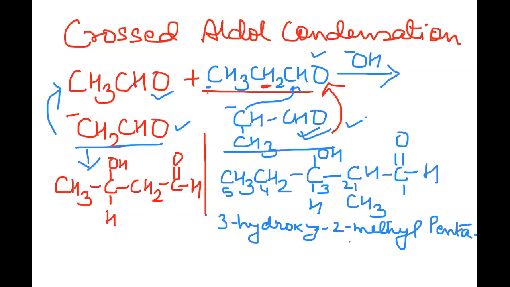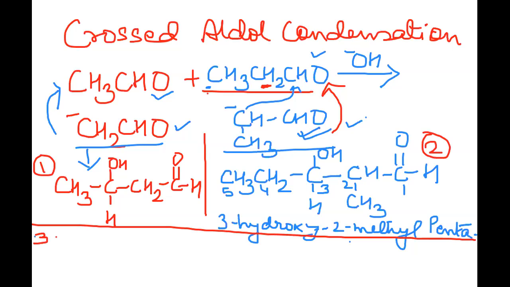Now, are these the only compounds that will be obtained? No. There are another 2 sets of compounds that will be obtained, because there will be cross connection also. That means there will be crossed products obtained also. What will be the cross products? You will get a CH3. This is the first product that we have written. This is the second product. Now we are going to the third product.